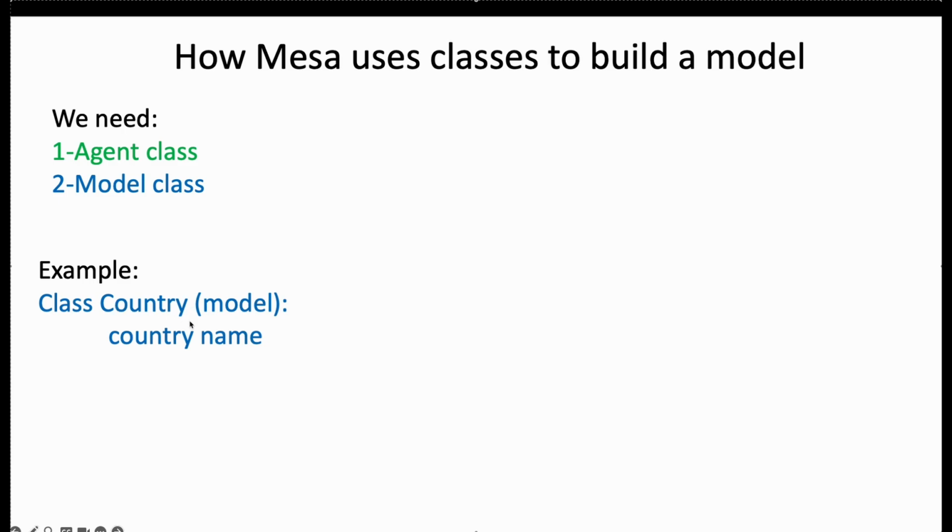Now for this country, we need only one attribute, one variable. You can also call it attribute or variable, which is a country name. So if we are to create a country from the country class, then we will need to give it a name. So let's create a model of a country that doesn't have any agent inside. Let's see how it looks like.